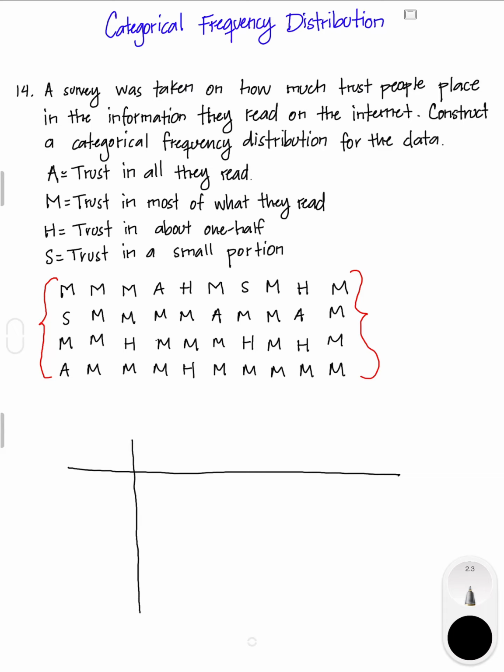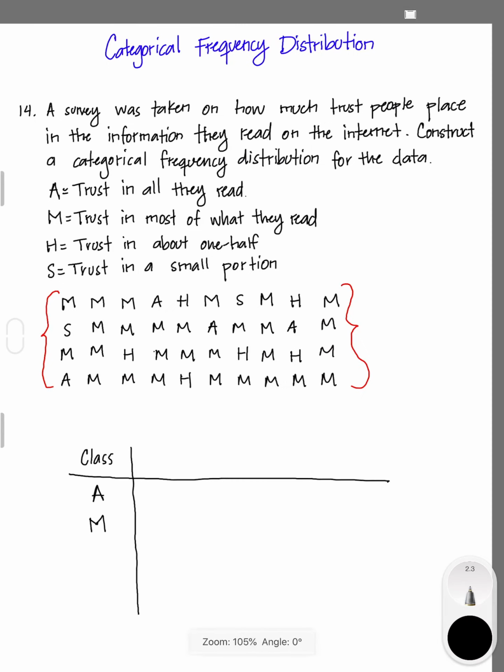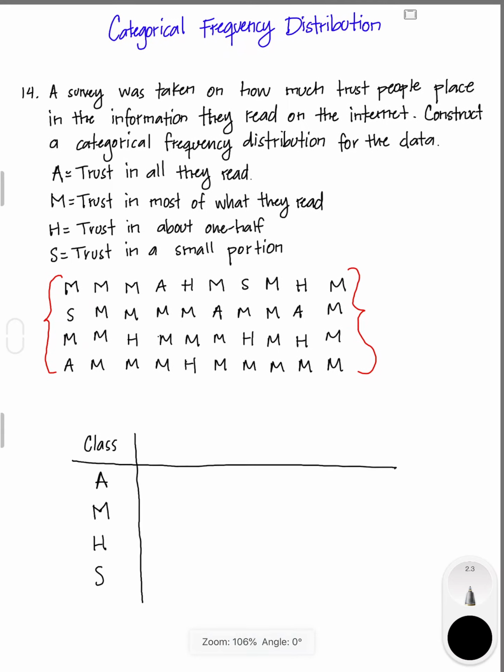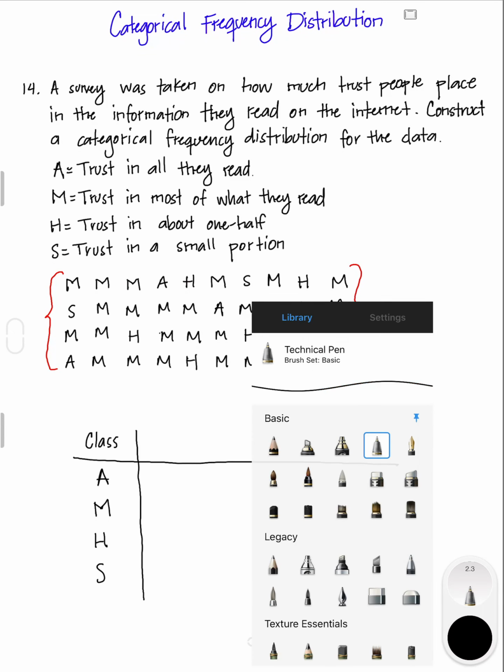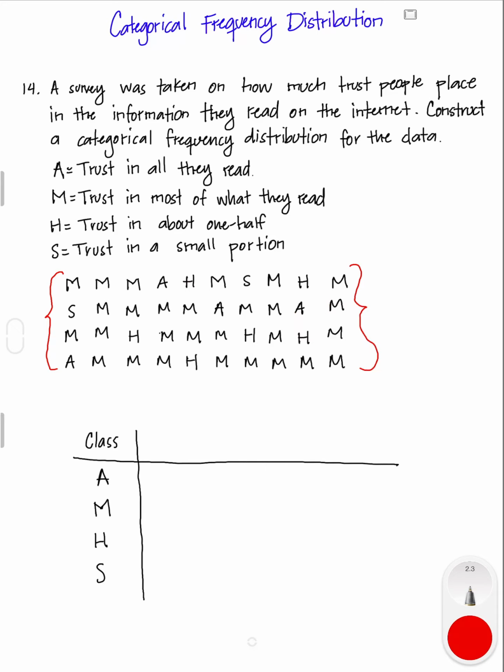So our first column, again, is basically each class that we have. The classes that we have in this particular example are A, when they trust in everything they read, M, which is when they trust in most of what they read, H, which is when they trust in about one half, and then S, which is when they trust only in one small portion, right? Now, our second column is going to be our tally column.